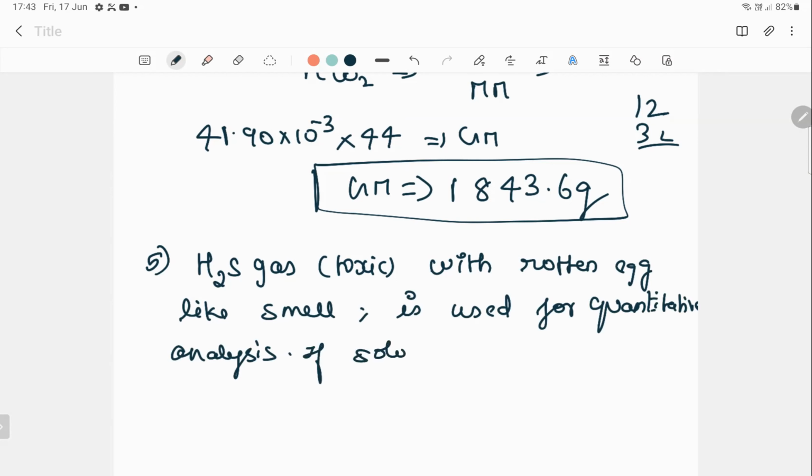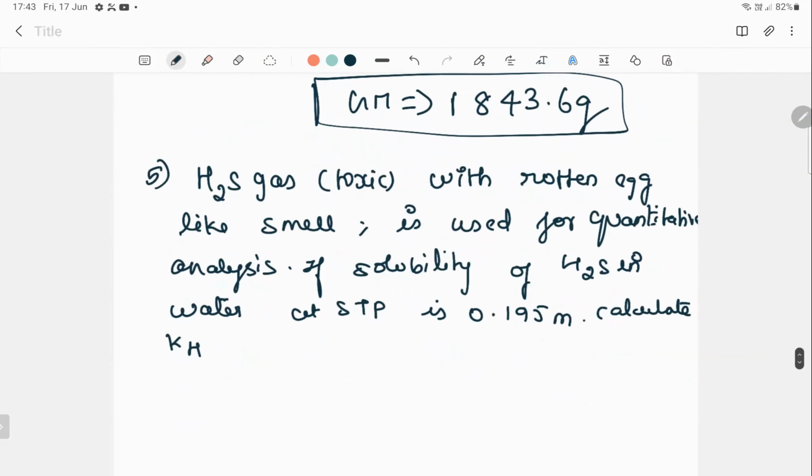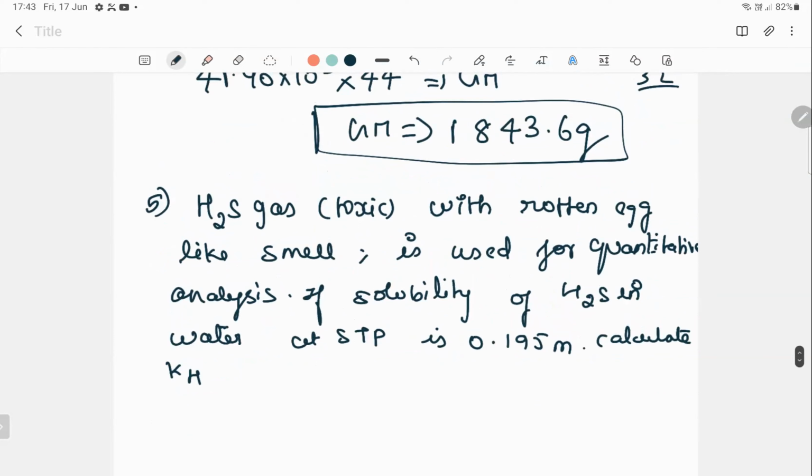If the solubility of H2S in water at standard temperature and pressure is 0.195 molality, small m, calculate the Henry law constant. Let's see who is doing this and saying the answer. Capital M is molarity, small m means molality. And standard temperature pressure means we can take the pressure as 1 atmosphere itself. No issues with that.